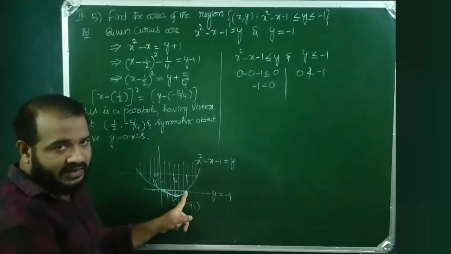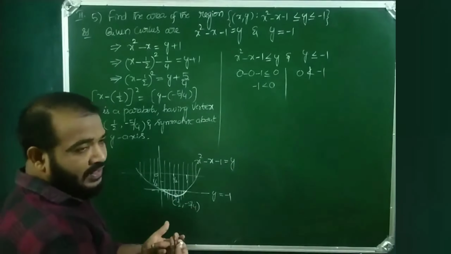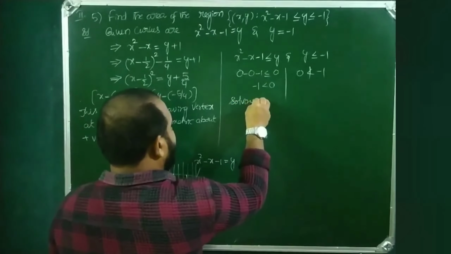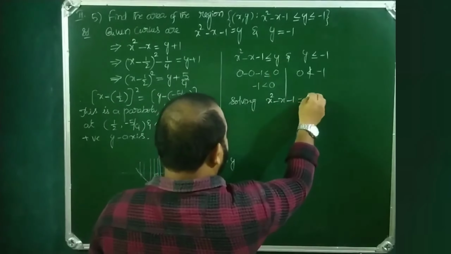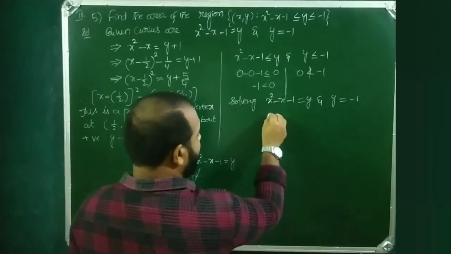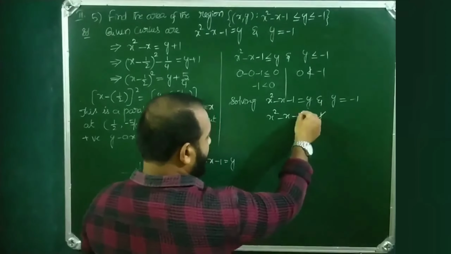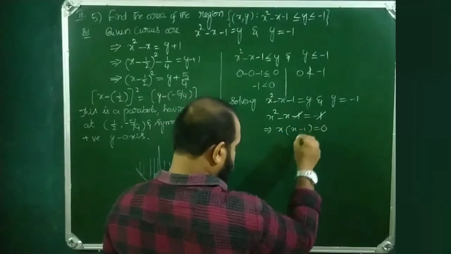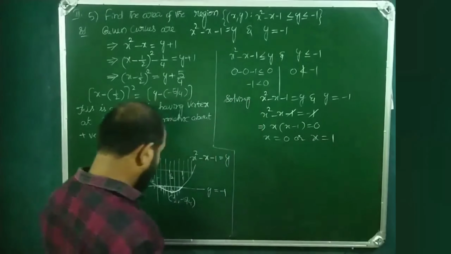But actually that is just the diagram. We can draw this in any way. But mathematically, how do we get the point of intersection? Solving x square minus x minus 1 equals to y and y equals to minus 1, we shall get x square minus x minus 1 equals to minus 1. Minus 1 gets cancelled. x into x minus 1 equals to 0. Therefore, x is equals to 0 or x is equals to 1.